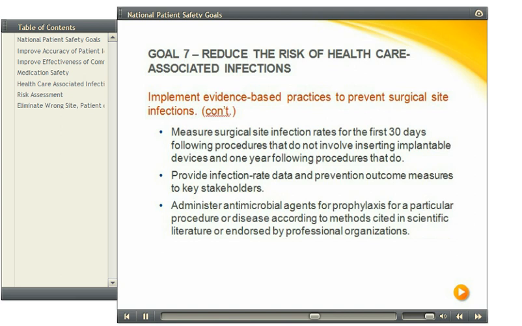Measure surgical site infection rates for the first 30 days following procedures that do not involve inserting implantable devices, and 1 year following procedures that do. Provide infection rate data and prevention outcome measures to key stakeholders. Administer antimicrobial agents for prophylaxis and for a particular procedure or disease, according to methods cited in scientific literature or endorsed by professional organizations.